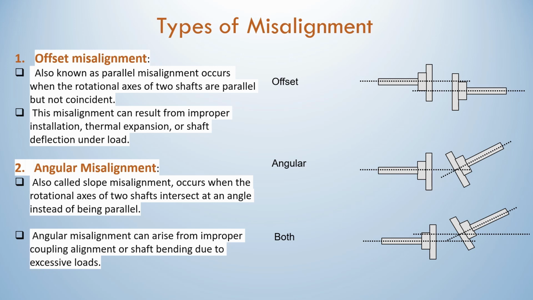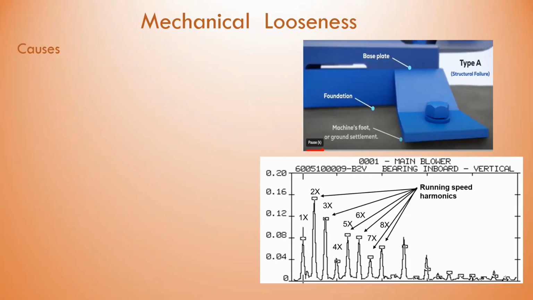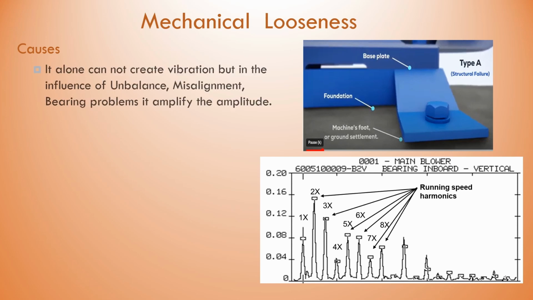Addressing misalignment requires careful alignment of the rotating shafts using precision alignment techniques such as laser alignment or dial indicator alignment. Looseness refers to excessive movement or play in mechanical components or structures that are intended to be rigidly connected. It alone cannot create vibration, but under the influence of unbalance, misalignment, or bearing problems, it amplifies the amplitude. And it should be corrected first.